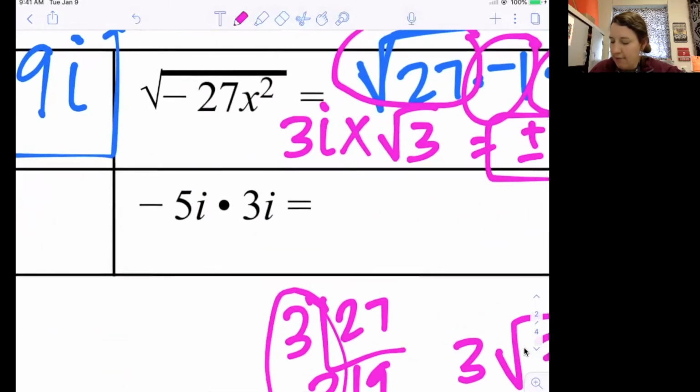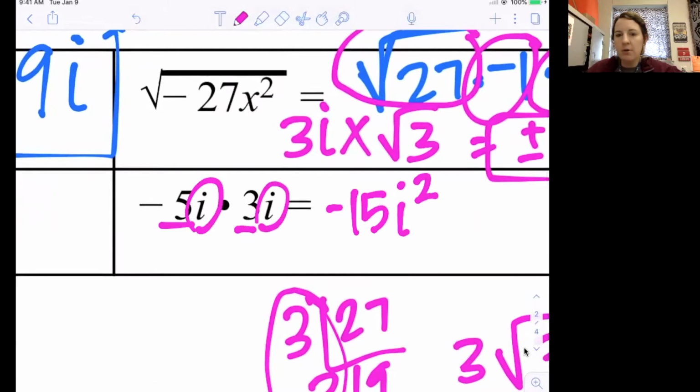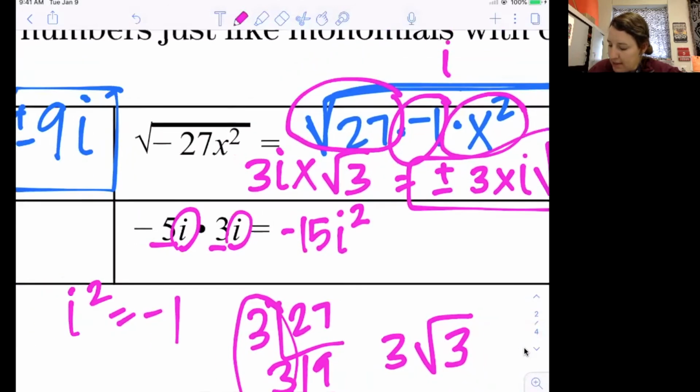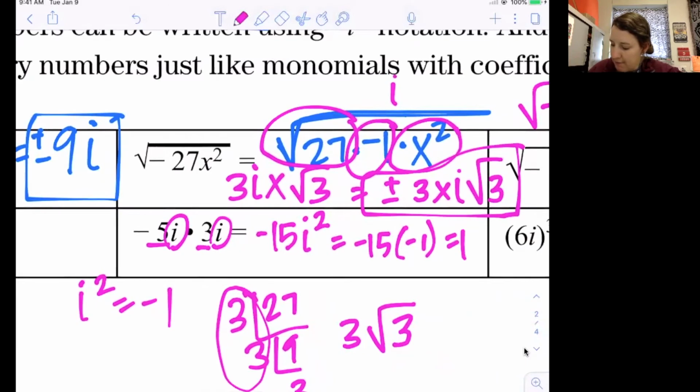Okay, -5i times 3i. -5 times 3 is -15. i times i is i squared. So you'll remember I just said a while ago that we shouldn't have any exponents on our i's in our final answer. So i squared always equals -1 because it's square root of -1 times square root of -1, which causes that square root to go away. So we can rewrite this as negative 15 times negative 1, which is just a positive 15 value.